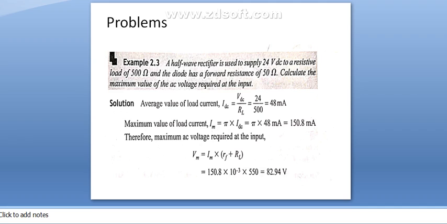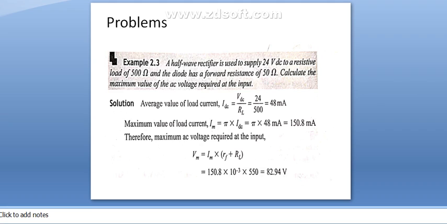Then the maximum value of load current, I maximum: generally IDC equal to IM by pi. So from this relation we can calculate IM. So IM equal to pi into IDC. So substitute pi and IDC values. Then it becomes 150.8 milliamperes.